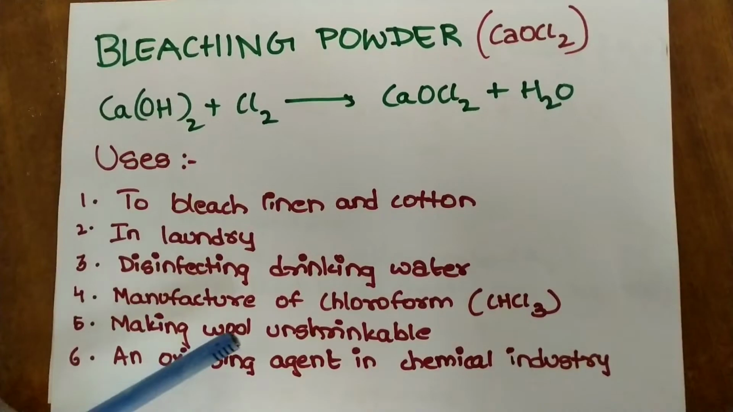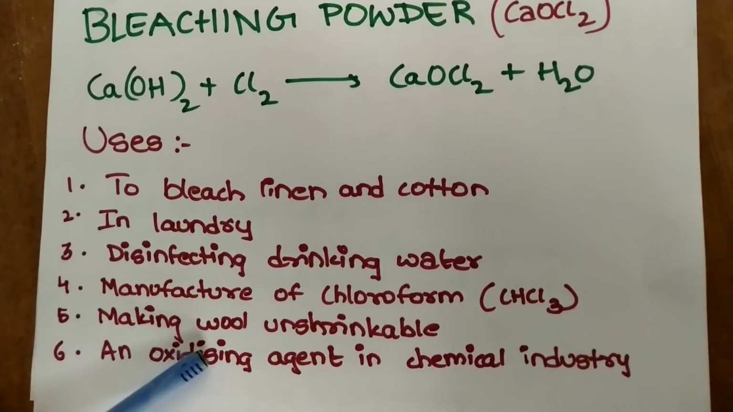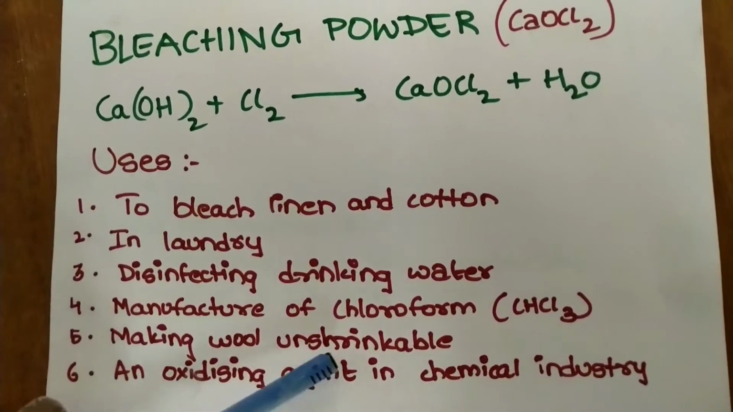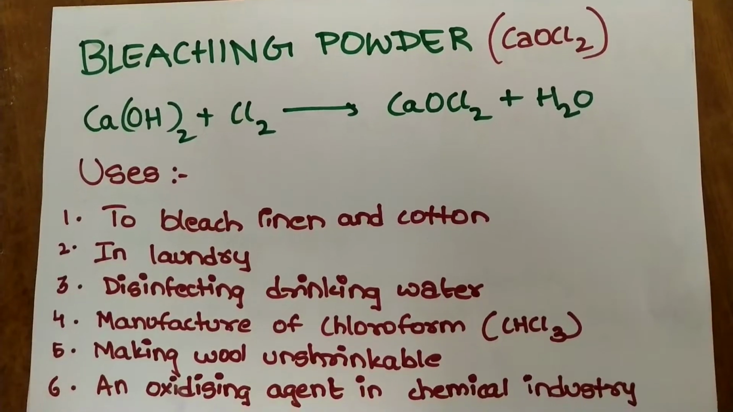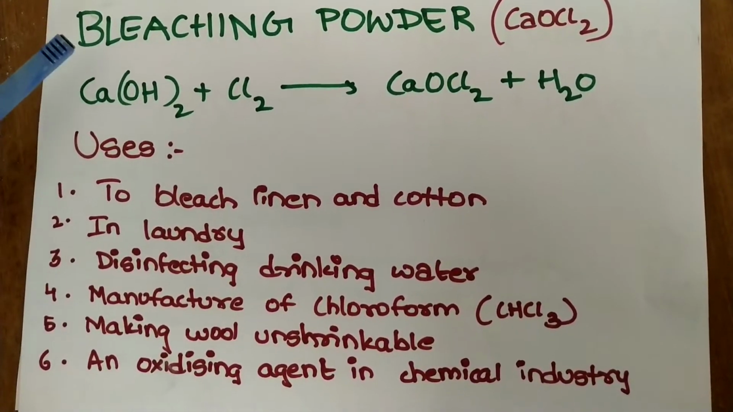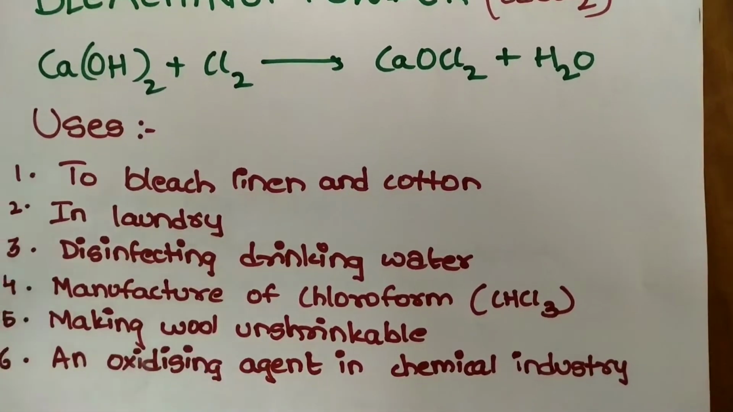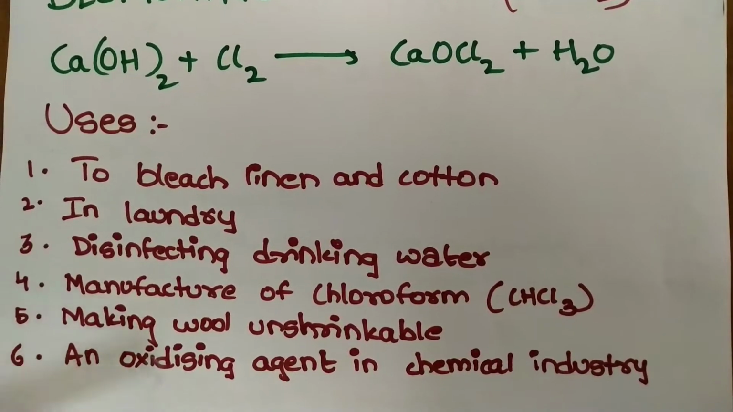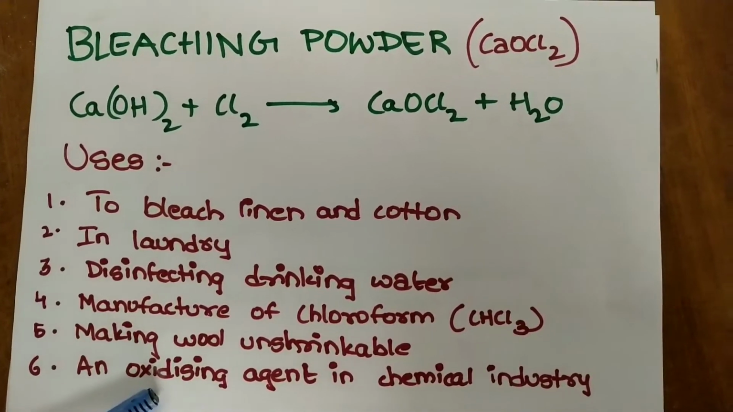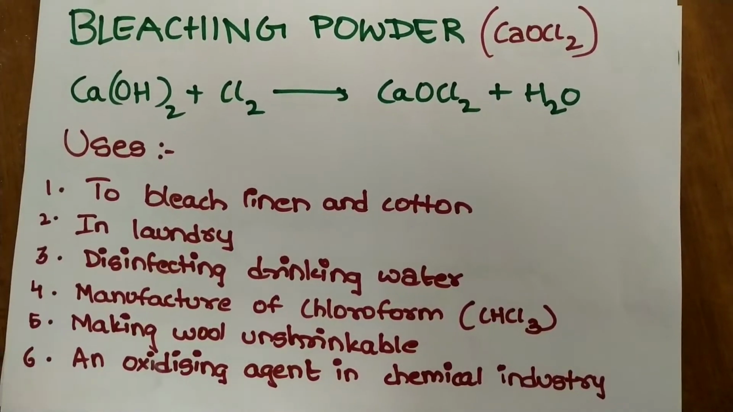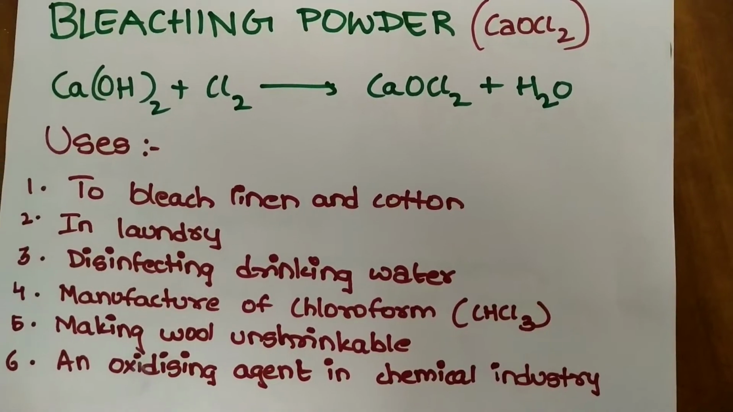And it is used in the manufacture of chloroform, which is nothing but CHCl3. And it is used in making wool unshrinkable. Generally, wool, if you take, it will always shrink. Okay? To overcome that problem, generally they treat it with the help of bleaching powder, so that it becomes straightened. And it is also used as one of the oxidizing agents in the chemical industry. Okay children, oxidizing agent is nothing but which helps in oxidizing something. It helps the other one to get oxidized. That is nothing but the oxidizing agent.